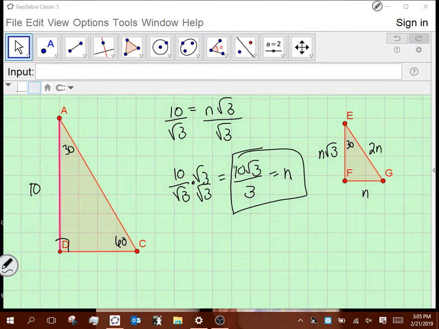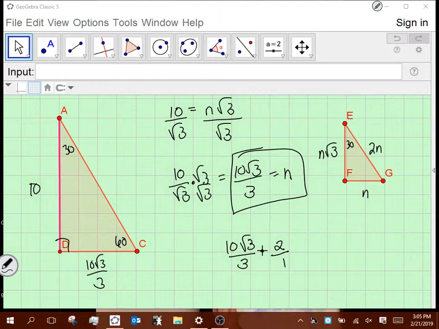Does the 10 and the 3 right here, do they cancel out or anything? No, they're relatively prime to one another. So that's n. What side does that go across? 30. So I get 10 root 3 over 3. All right, now what do I do with that number to get my hypotenuse? Times it by 2.